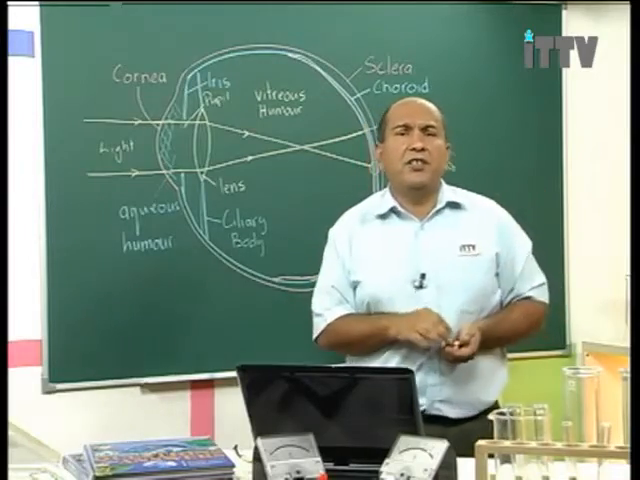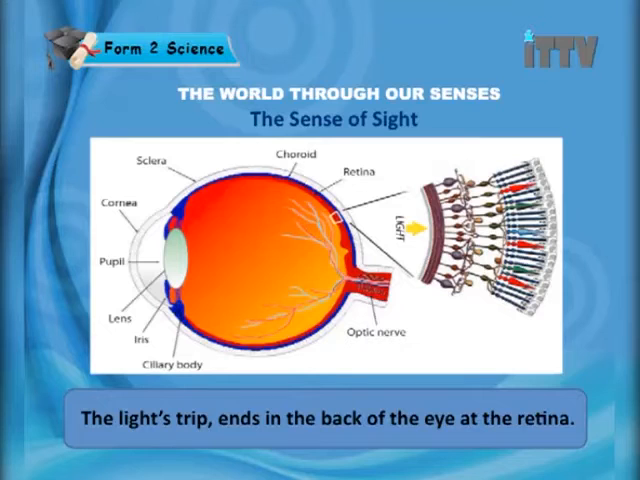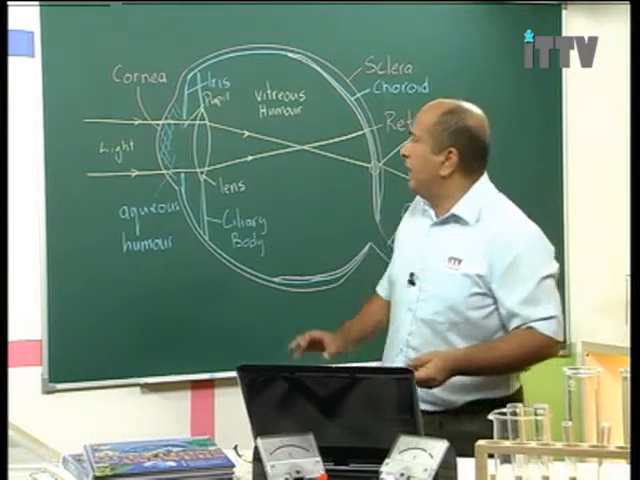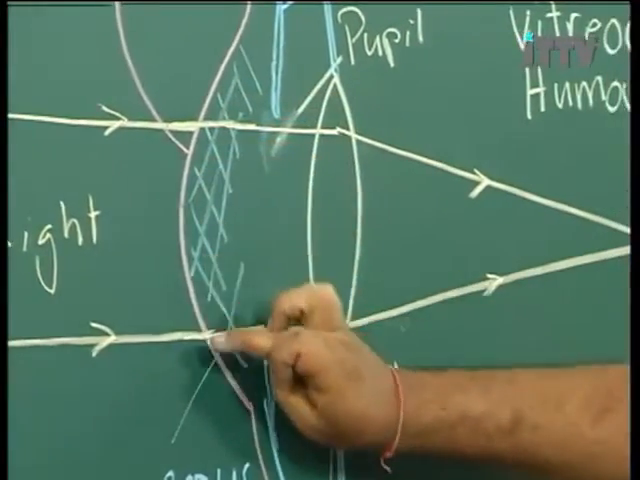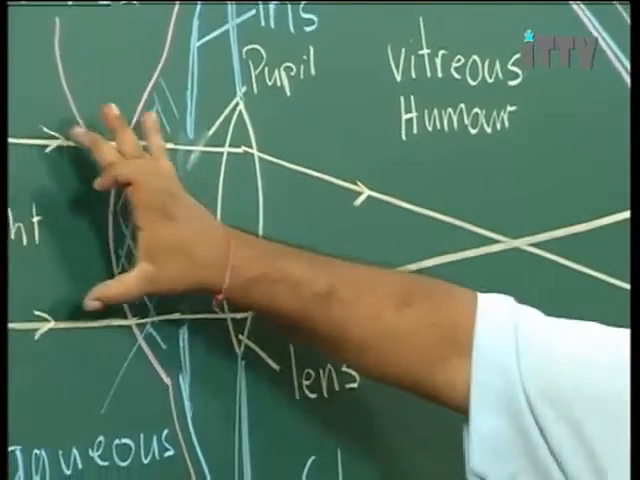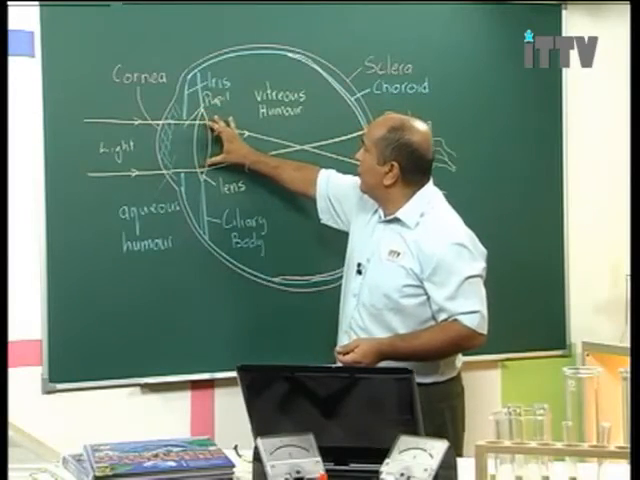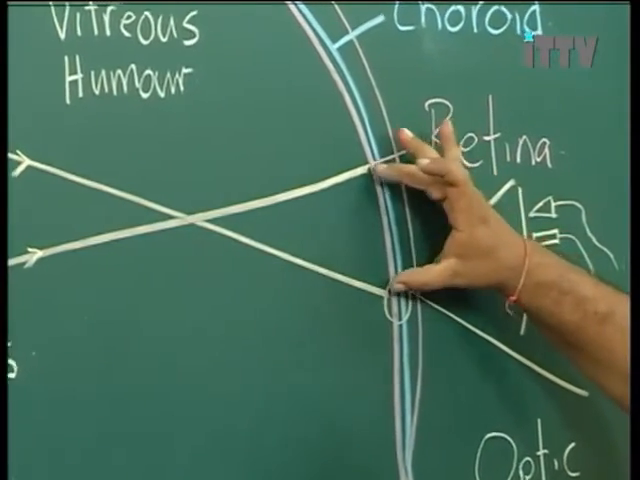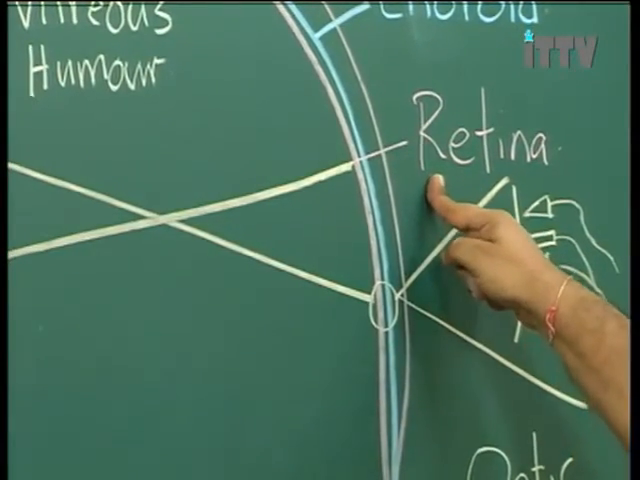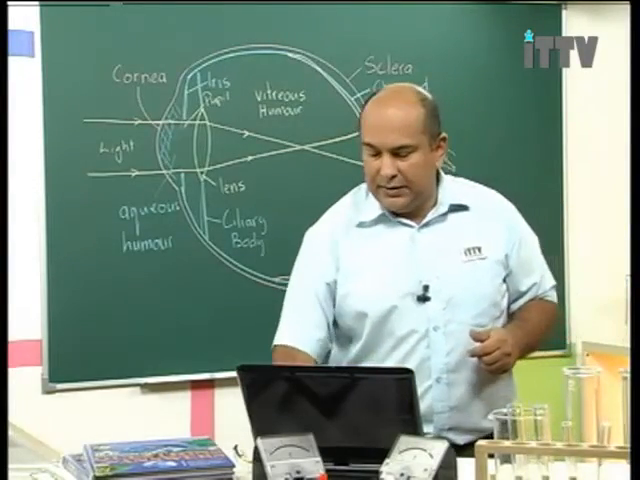Vitreous humor. Main function is to maintain the round shape of the eyeball. The light's trip ends in the back of the eye at the retina. So finally, our eye that started, the light came in here. It came through the cornea, through the aqueous humor, through the opening in the front called the pupil, into the lens. The lens focused the light, it moved through the vitreous humor, and now finally the light has arrived at our retina, the final destination. Here the light will be detected by the photoreceptors.